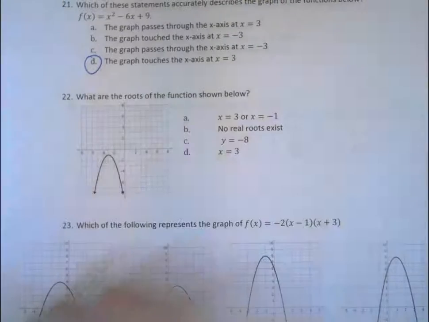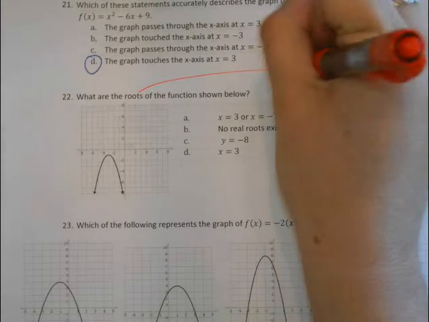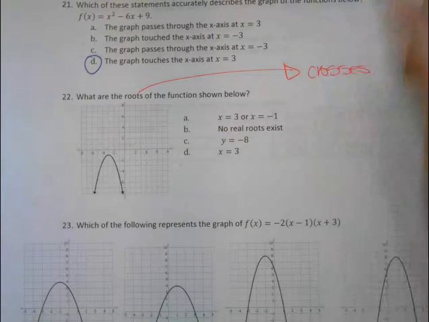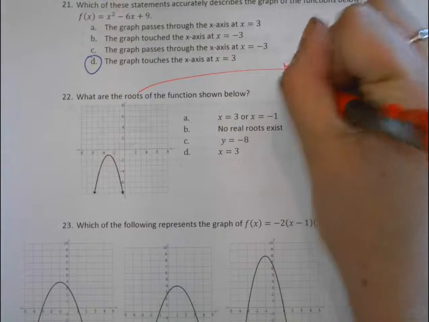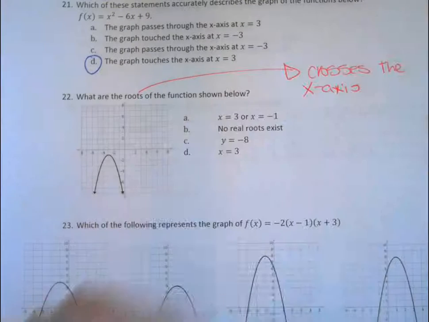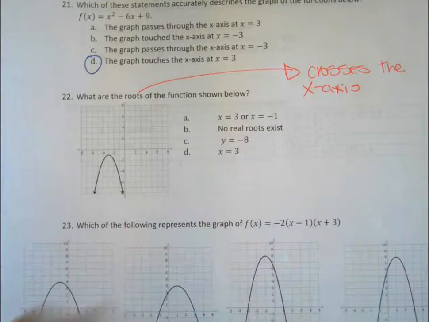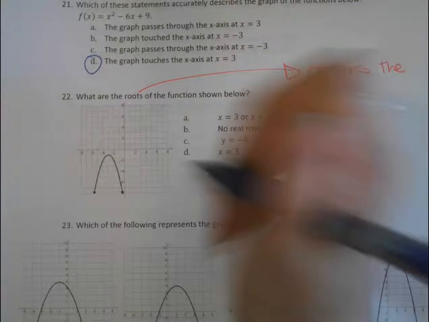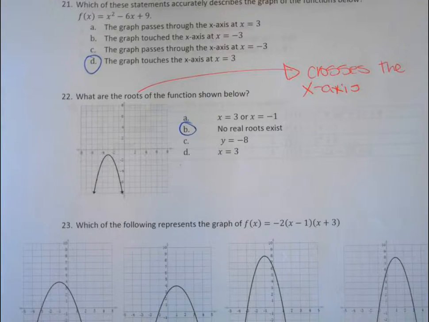Okay. On number 22, roots. It's just another way of saying crosses the x-axis. There are lots of words for that. There is roots, solutions, zeros, x-intercepts, all those things mean the same thing. So if I look at this graph, it's not crossing the x-axis. No real roots exist.